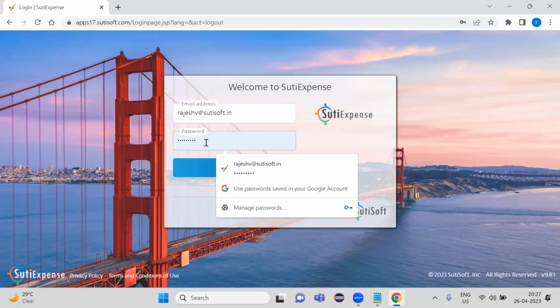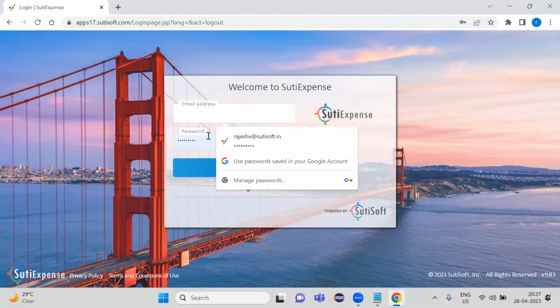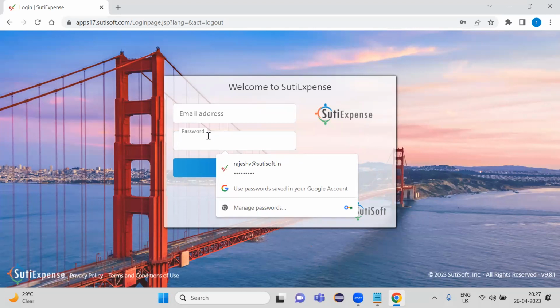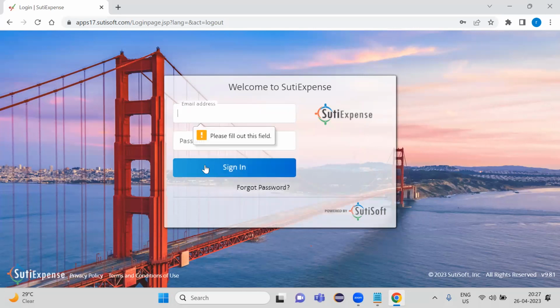One more scenario is there. Can anyone say? See, here I am keeping both fields empty and clicking on sign in. Should it log in or should it not log in? It should not log in. That is also one more scenario, right?